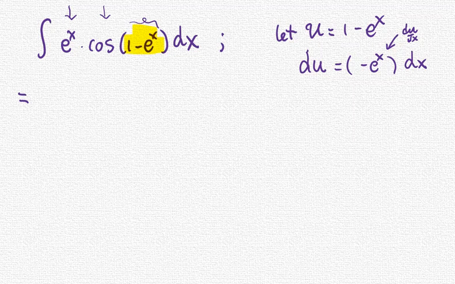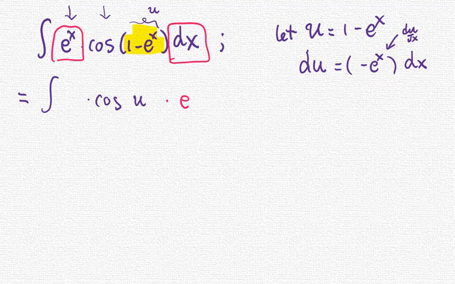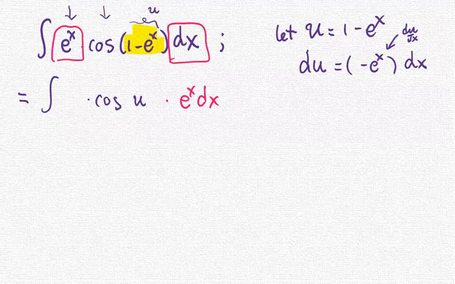Since we have cosine of the inner function, the inner already set up as a u, we write it as integral, the cosine of the u. For this part, the one that we haven't used yet would be e to the x multiplied by dx. I'm going to put them together, let them sit next to each other. So you can see that that part you're going to have to replace with some terms of the du.